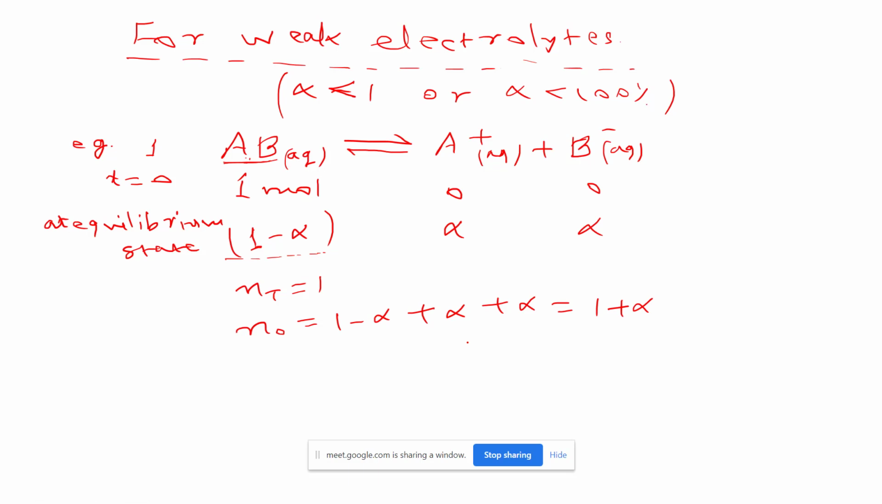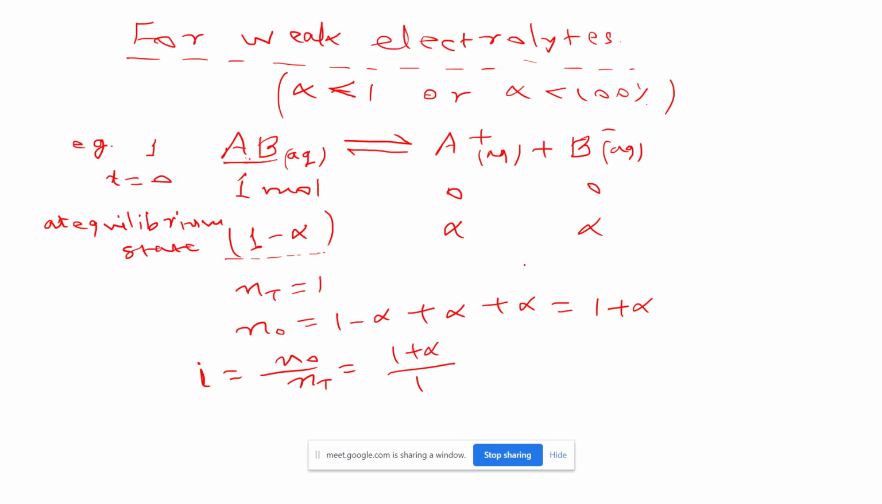Okay, so now if we apply the formula of van't Hoff factor calculation, that will be observed moles of solute upon theoretical moles of solute ratio. So we get 1 plus alpha moles in total at equilibrium, and initially we have added 1. So i equals 1 plus alpha here. Got it?